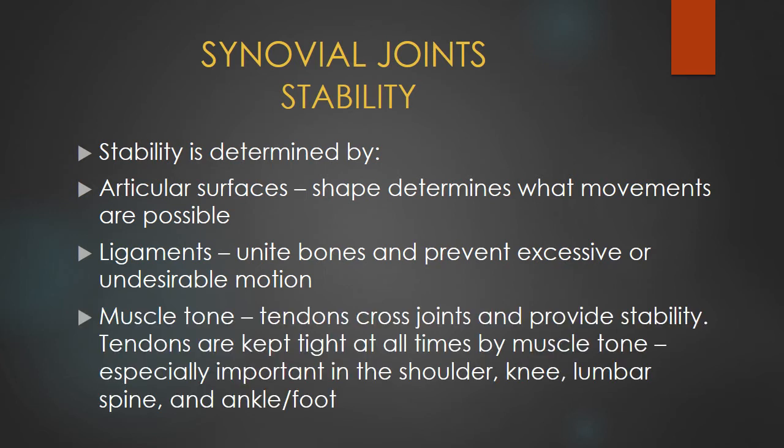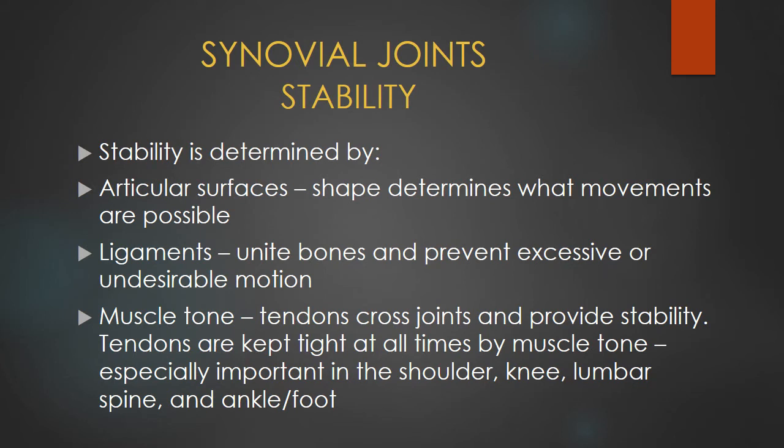Finally, and importantly, muscle tone contributes also to the stability of synovial joints. All muscles in the body have a resting tonic discharge. We call that the muscle tone. And it's the tendons that cross the joints that provide the stability. It's the muscle tone that provides the resting tension of the tendons across the joints. Now, tendons are kept tight at all times by muscle tone, and this is especially important in the shoulder, in the knee, and in the lumbar spine, as we will discuss.